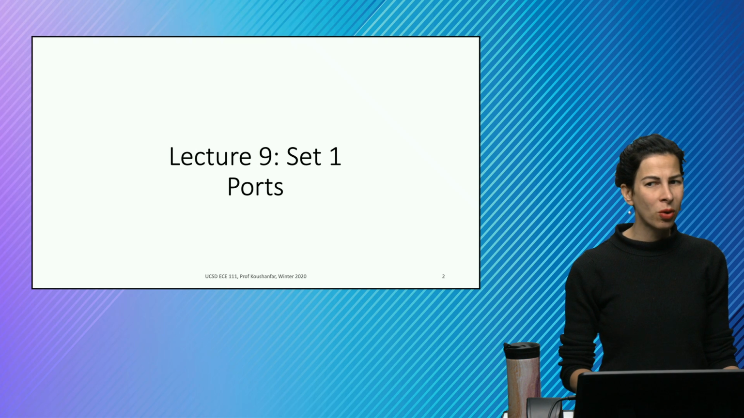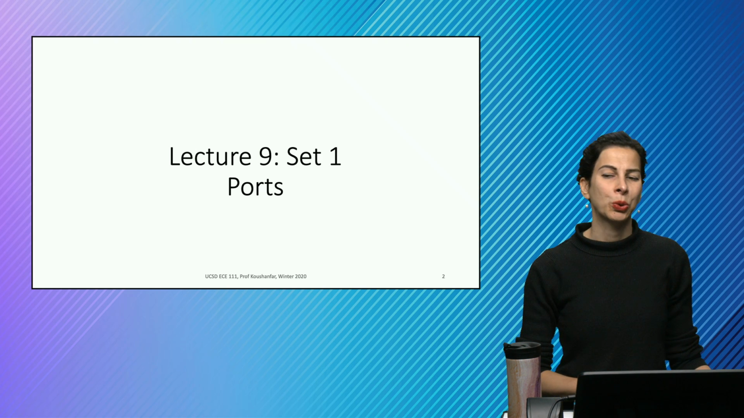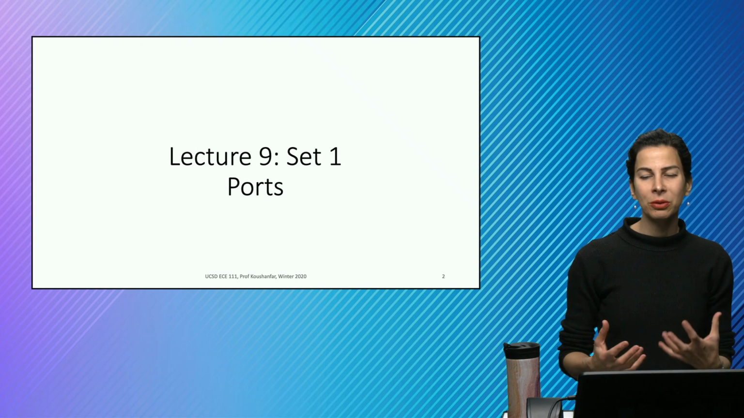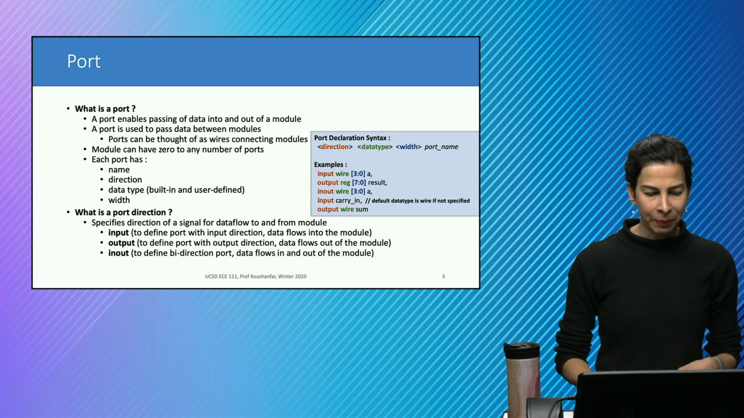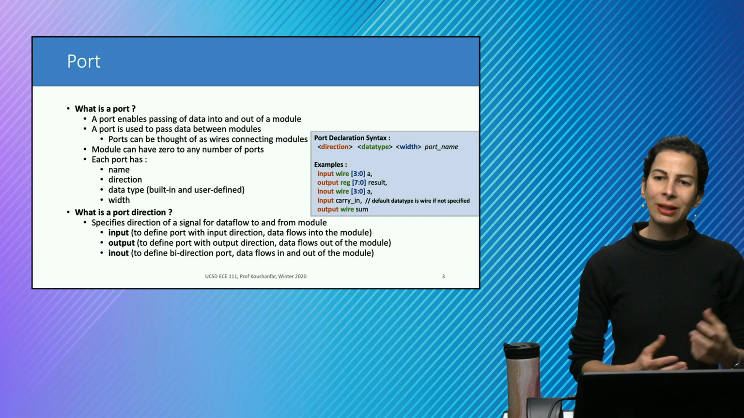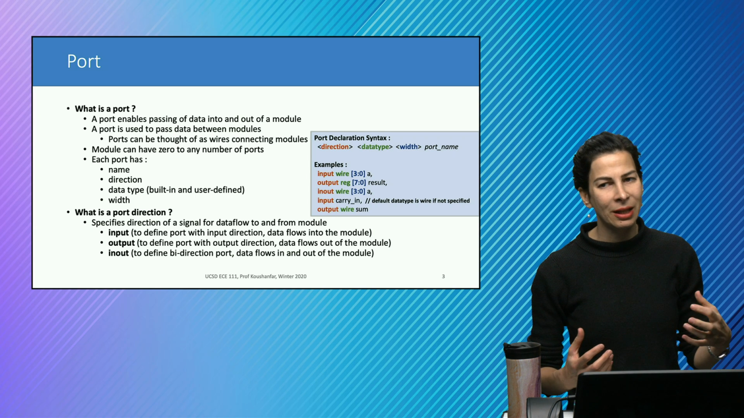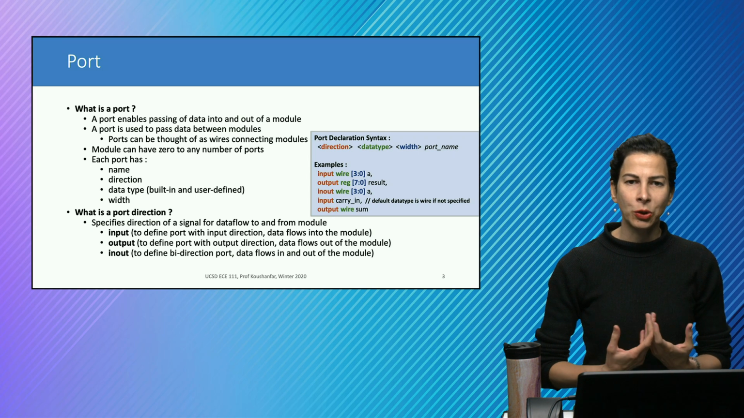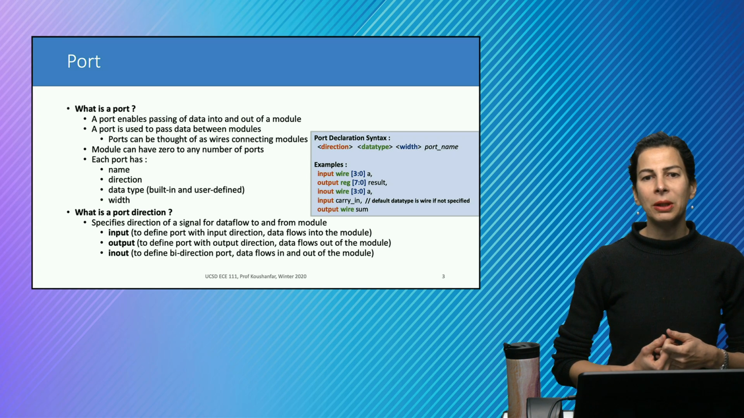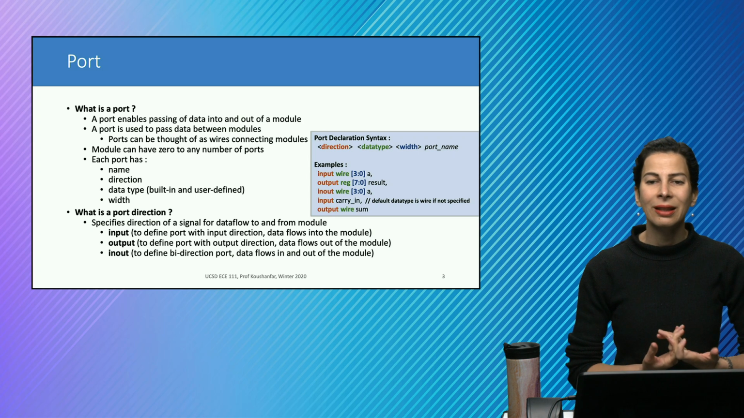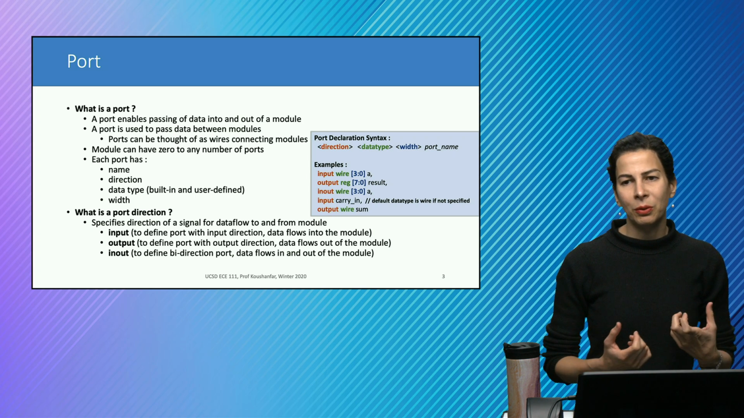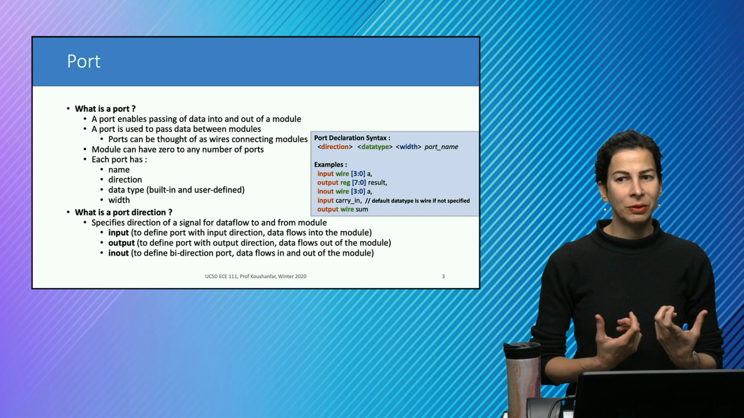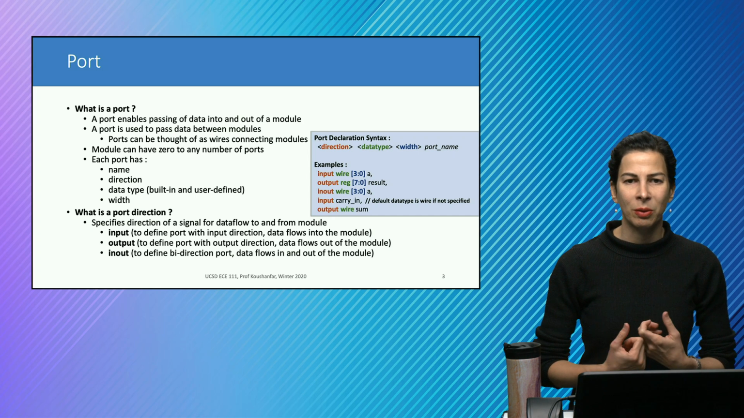Ports are really important because they interface the modules to each other, and they are used as a way to call each of the submodules in the program. So it really enables passing of the data in and out of a module. We could be thinking of them as wires between modules, but there is also a direction that we could define for the ports.